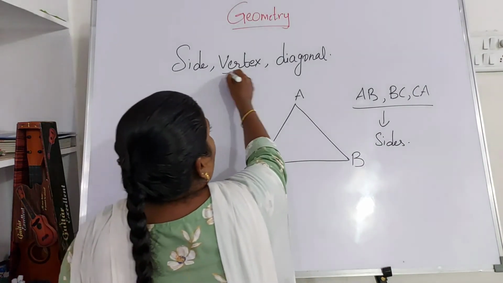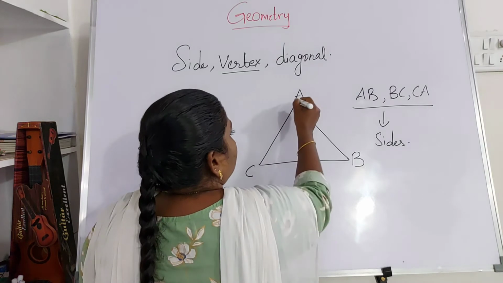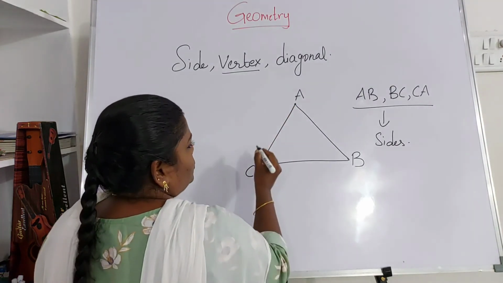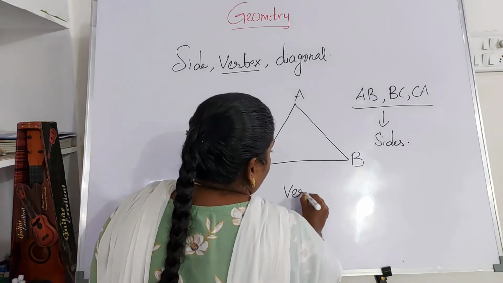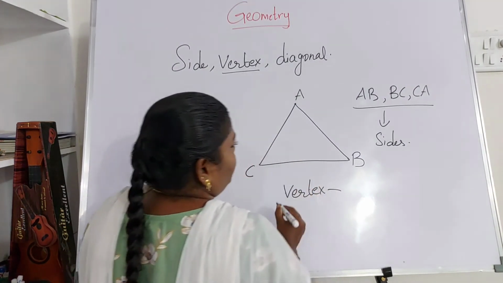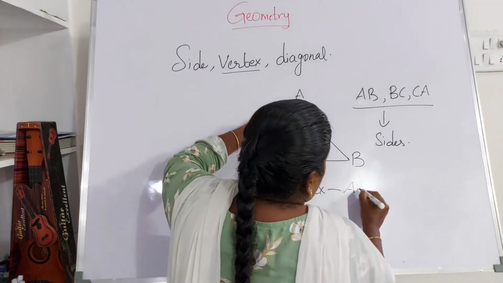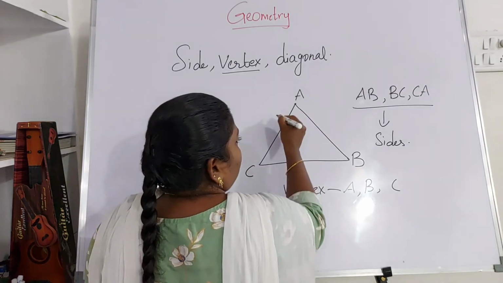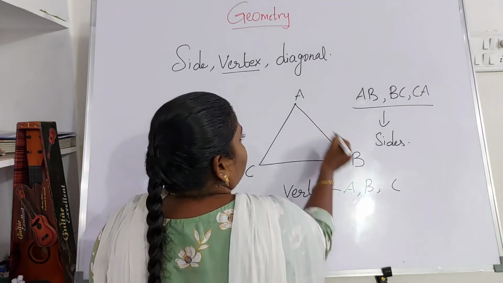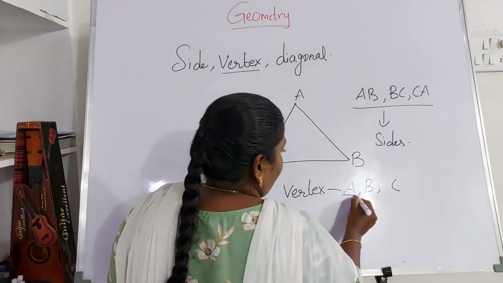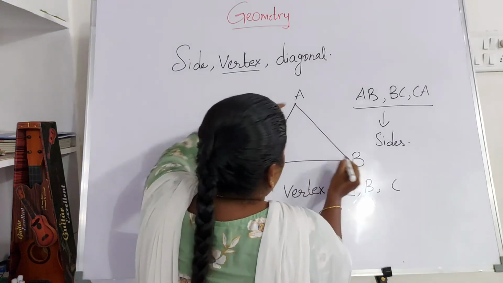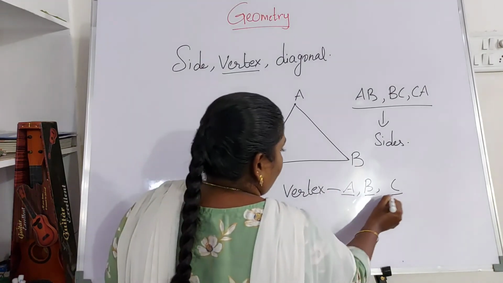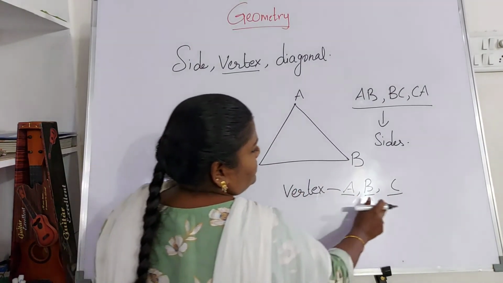Now here, what is a vertex? When two sides meet at a point, that point is called a vertex. So A is a vertex. A triangle has three vertices, that is A, B and C. A is the meeting point of CA and AB, so this point is called a vertex, and here AB and BC are meeting at a point B. So B is a vertex and C is a vertex. So a triangle has 3 vertices.